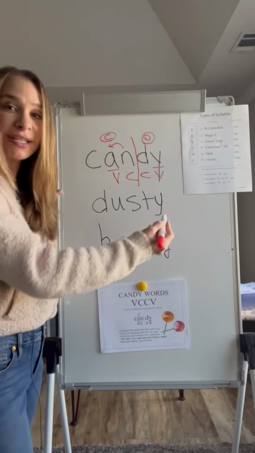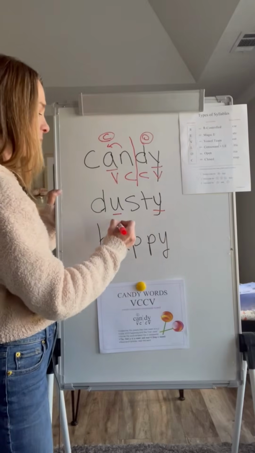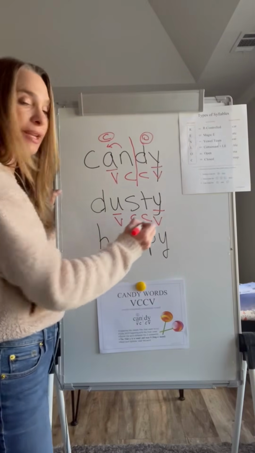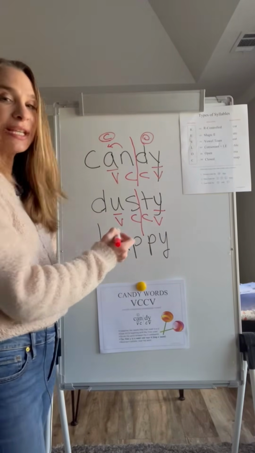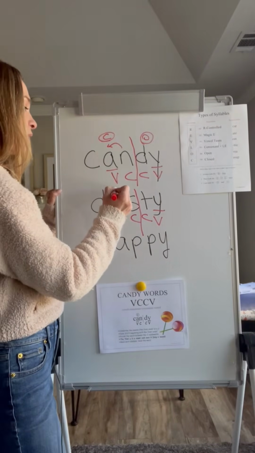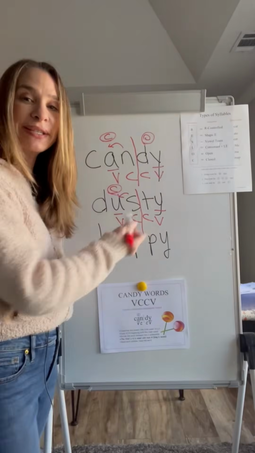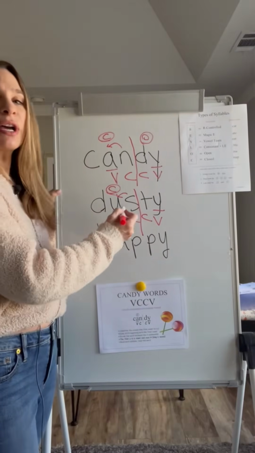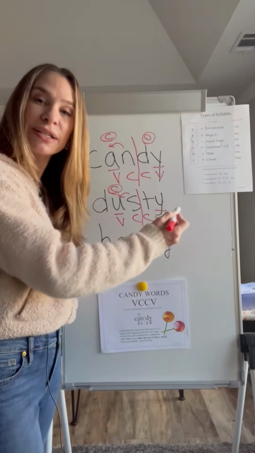Let's go to dusty. Underline your vowels, label VCCV, divide between the 2 C's, label S closing in the U for a closed syllable, Y saying E. So we have dusty, dusty, dusty.